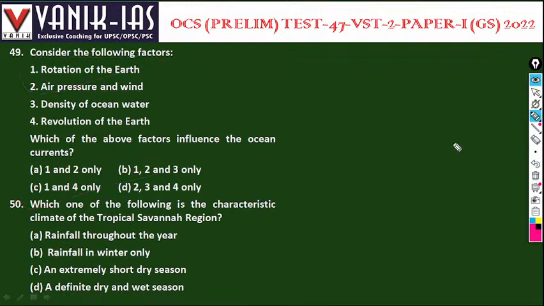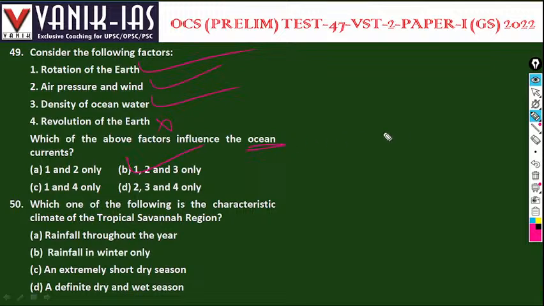Consider the following factors: rotation of Earth, air pressure and wind, density of ocean water, revolution of Earth. Which of the above factors influence ocean currents? Rotation of Earth, yes. Air pressure and wind. Density of ocean water, yes, that affects ocean currents. Revolution of Earth, that doesn't affect. So generally it is 1 and 3. Generally it is revolution of Earth. Yes, it will affect. So 1, 2, 3.